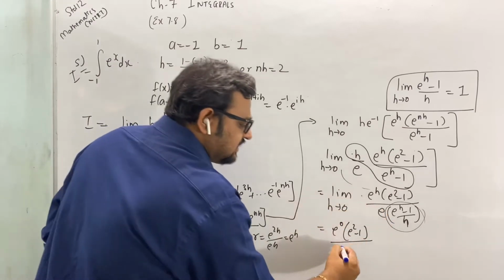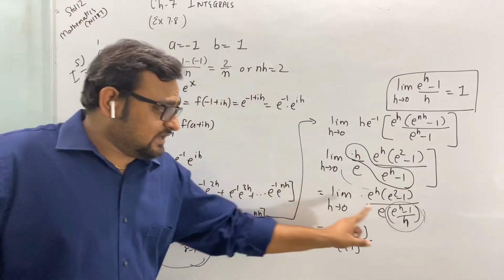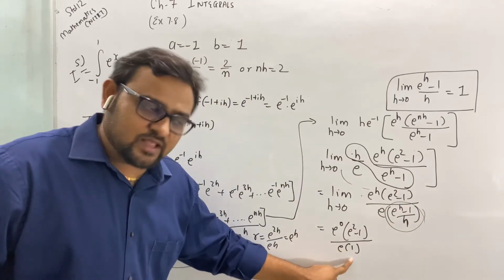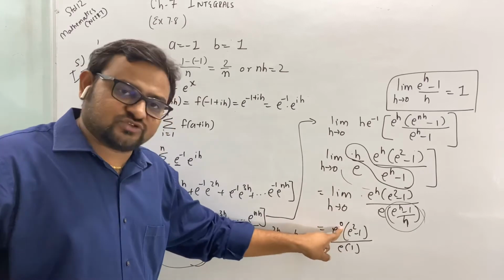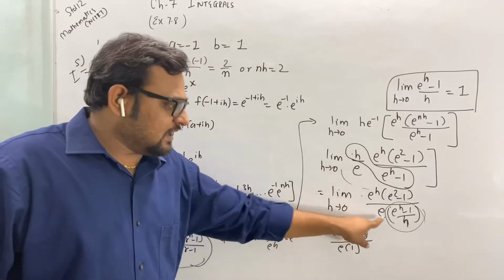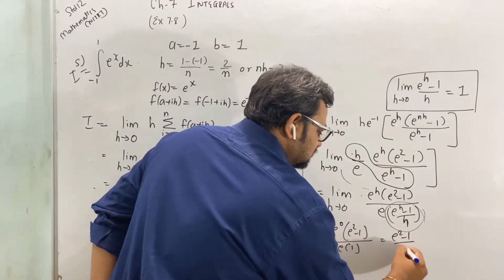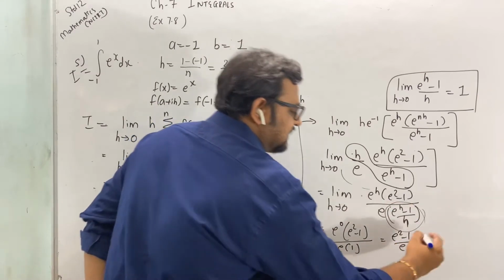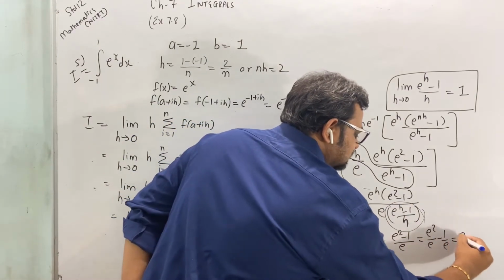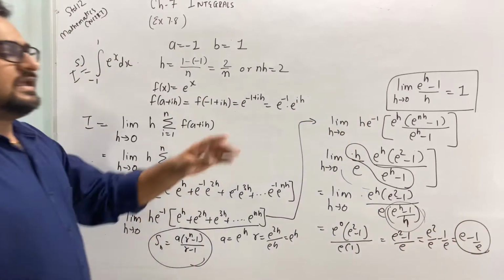upon e into 1. Limit of (e raised to h minus 1) upon h is equal to 1. Instead of this h, I had put 0 in the rest. e raised to 0 is 1. So this will be equal to e square minus 1 by e. I will separate it: e square by e minus 1 by e. So this is e minus 1 by e.